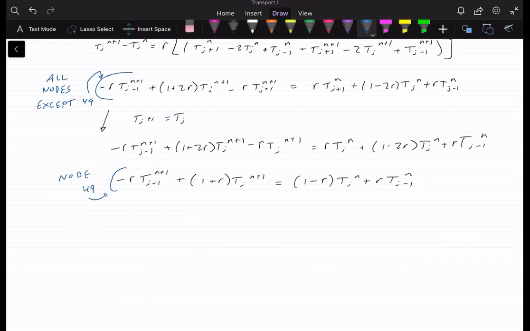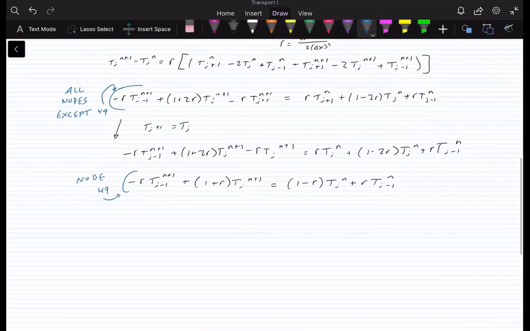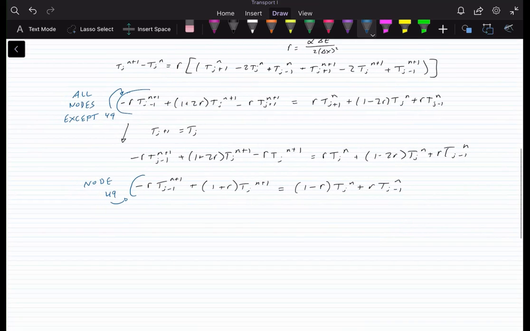So those are our two Crank-Nicolson equations that we need to recognize. Now, if node 49 was not perfectly insulated, it would also use this equation, but because it's perfectly insulated, the new temperature is always going to be equal to the previous temperature. It doesn't change. So you can go ahead and apply the fact that Tj plus 1 is equal to Tj and come up with this new equation here.